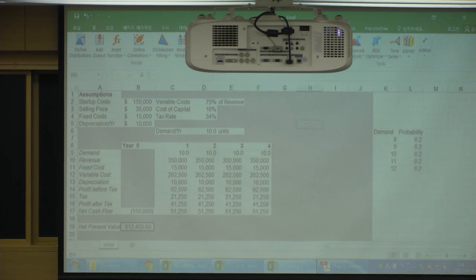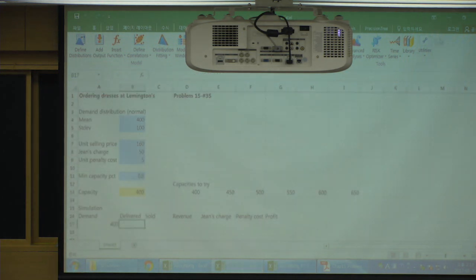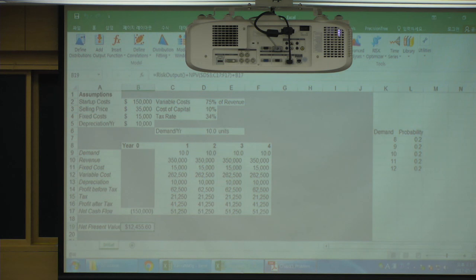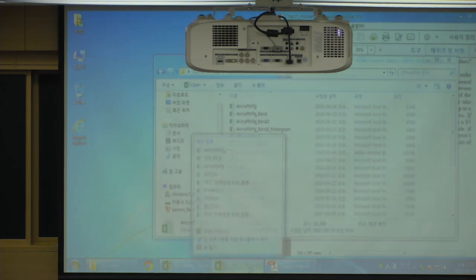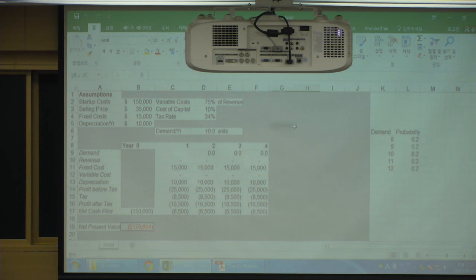And then what I'm interested in is this one, net present value. So I define that as my add output. Okay, so good. Then I want to get rid of all other things. Then go to add list, and iteration, how many times you want to do, 500 or 1000 is okay, but let's say 500, and then you start the simulation.